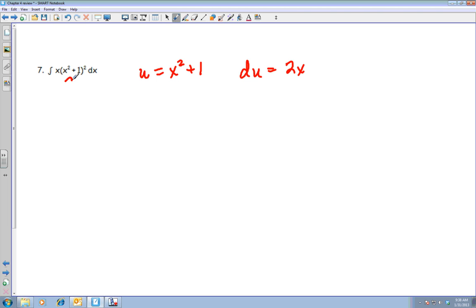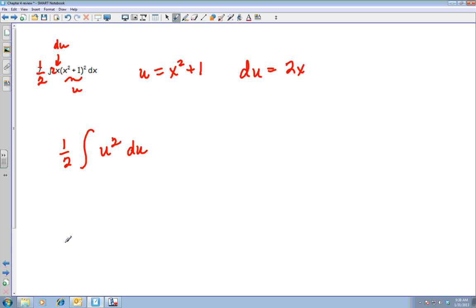So here is my u. Here is part of my du, but I'm missing the 2. So I can put the 2 there as long as I can put the 1/2 on the outside. I need to keep it even. So now I'm going to rewrite the problem. I have 1/2 du, so I can put that at the end. Here's my u, and it's being squared.